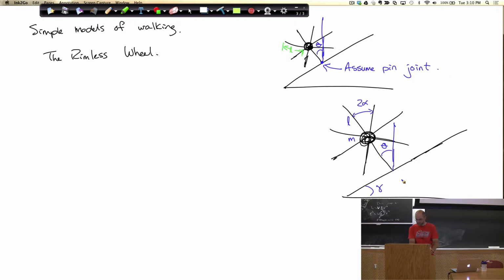We're going to make some basic assumptions. Note first of all that I've defined it the way I've drawn it here: theta equals 0 is upright, compared to what we had before, where theta was down.